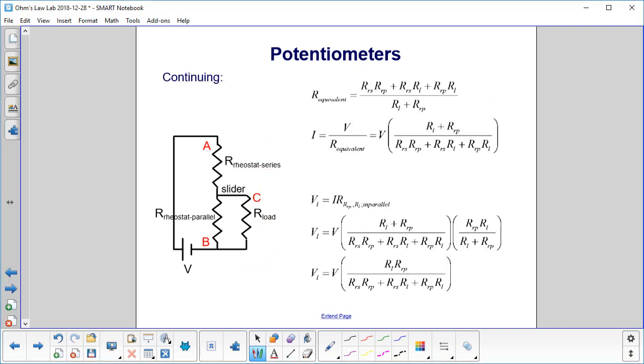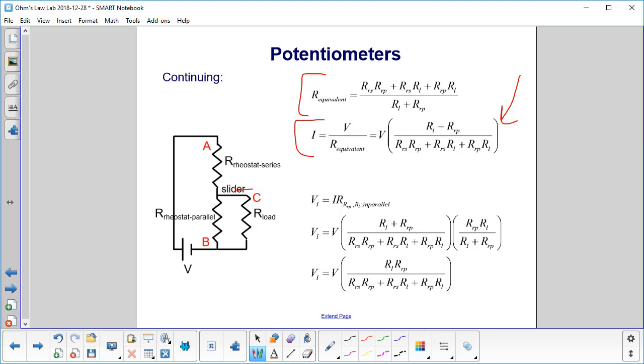Before we simplify it, we're going to make it a little more tricky. So here's what we had on the previous slide, the equivalent resistance of the entire circuit. Then the current delivered out of the battery will be the voltage, which is fixed, divided by R equivalent. And that's this term here.